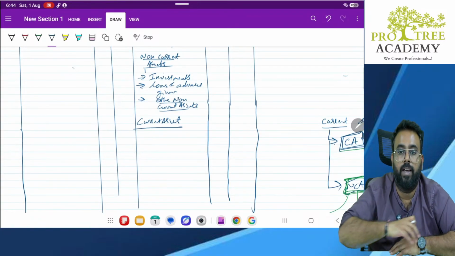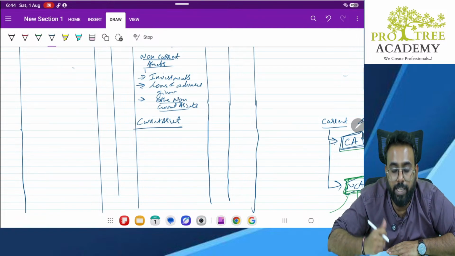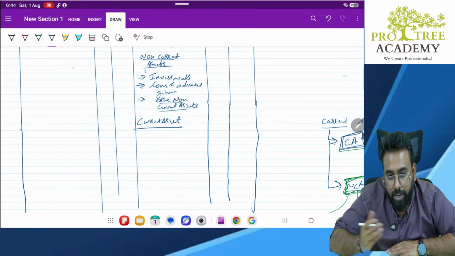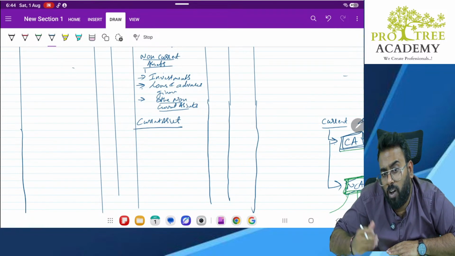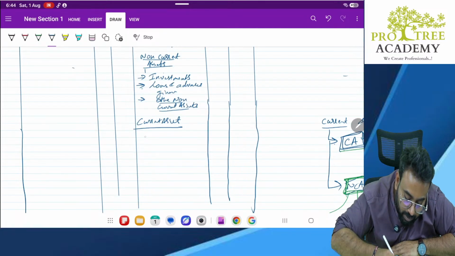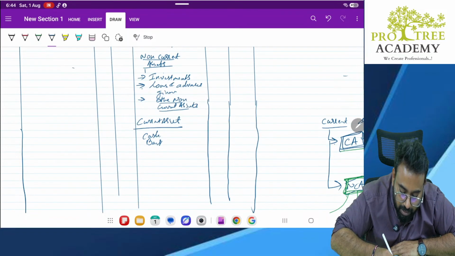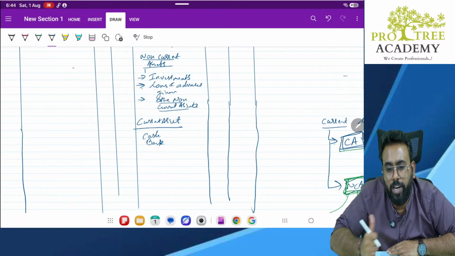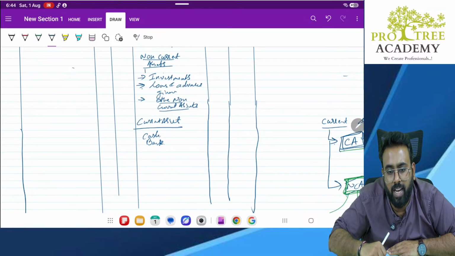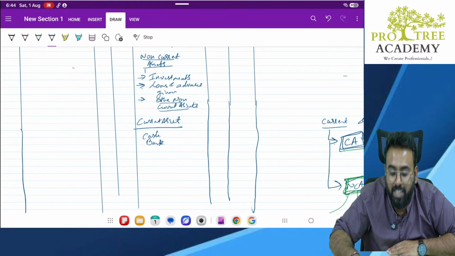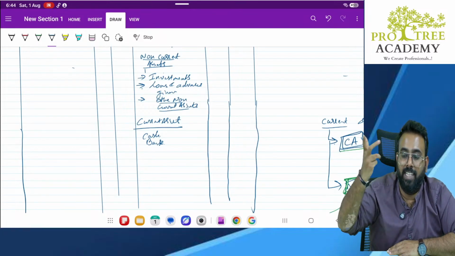Next comes our current assets. Sir, tell me, what is current assets, sir? I already told you, 12 months. So what all can be there in 12 months? Sir, cash. Yes, good. Sir, bank. Yes. Sir, in case of cash, what do you mean by realization? What are you going to realize? You already know it is cash. See, cash realization is simple, sir.